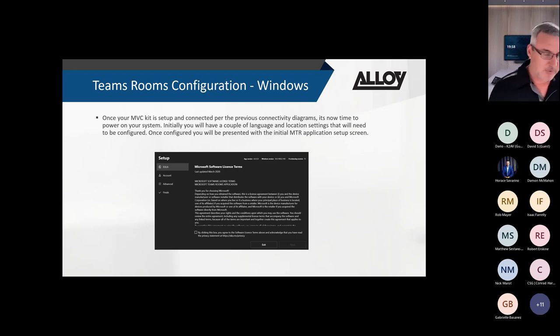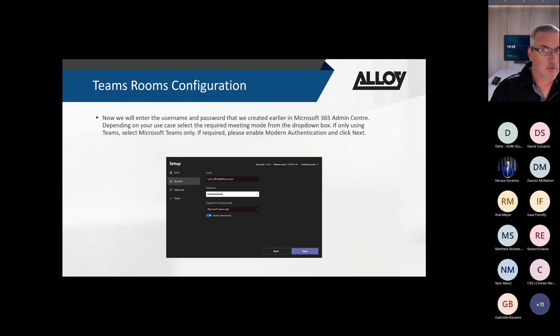via that Teams initialization wizard. The first thing we need to do, accept the user license and click on next. Once we do that, we're going to be prompted for our user account and our password. So this is the user account and password that we created at the start of the session in Microsoft 365. We put in that username, the password. We select the supported meeting mode.